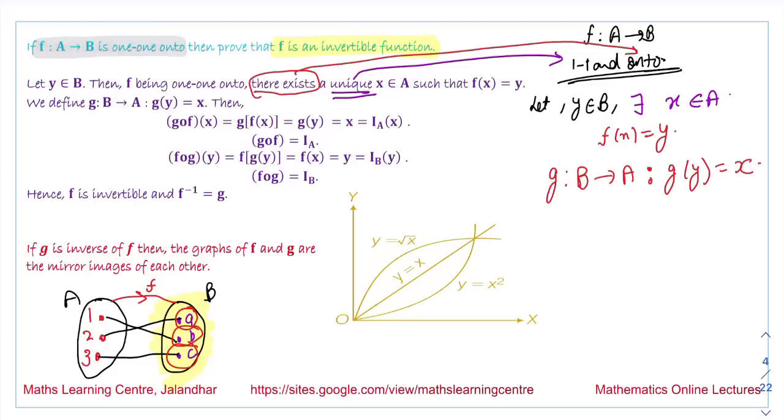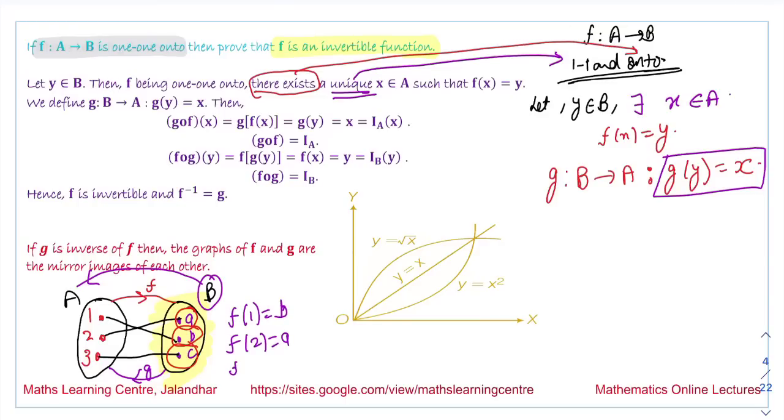Now we are saying there exists a function g from B to A, and it is defined like g(y) is equal to x. So when we are talking about the function f, we are saying f(1) is equal to B, f(2) is equal to A, and f(3) is equal to C. And when we are talking about the function g, we are saying g(A) is equal to 2.